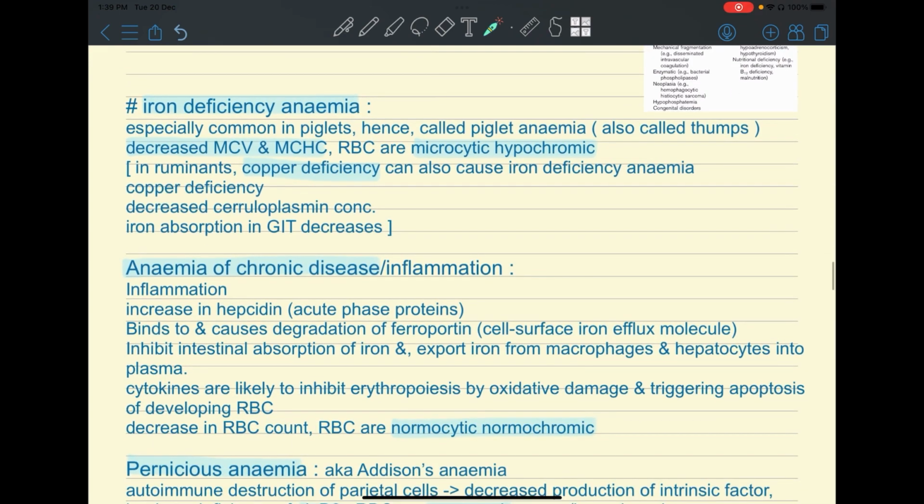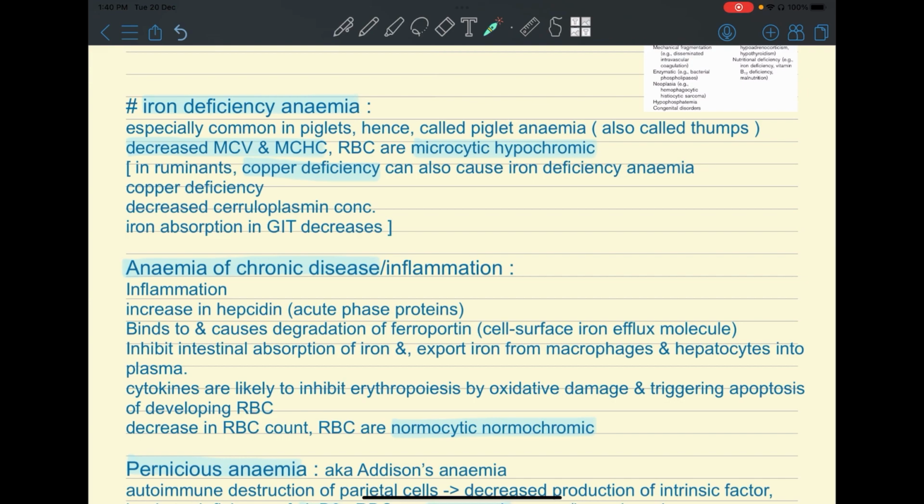Then anemia of chronic inflammation or anemia of chronic disease. This is due to inflammation. So when there's inflammation, there's increase in acute phase proteins like hepcidin. And what will hepcidin do? It will bind to ferroportin, and it will cause its degradation. And what is ferroportin? It is a cell surface iron efflux molecule. So what will happen if this is degraded? It will inhibit intestinal absorption of iron. Okay, because the ferroportin is degraded, what will happen? The intestinal cells, they'll absorb the iron, but this iron will not be transported into the bloodstream. So overall, the intestinal absorption of iron as a whole is inhibited.